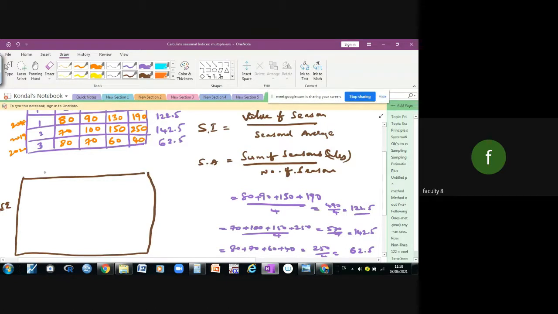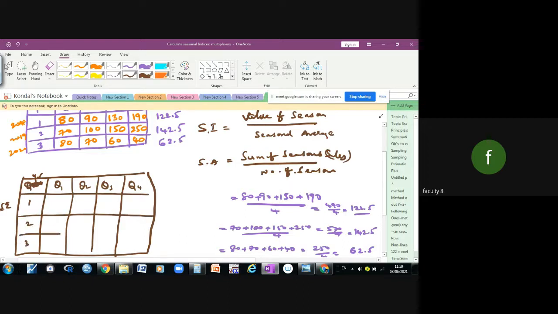Okay, don't get confused here. First, we take the quarters: Q1, Q2, Q3, and Q4. Here are the seasonal indices for the first year, second year, and third year. The seasonal index is nothing but the value of the season divided by the seasonal average.